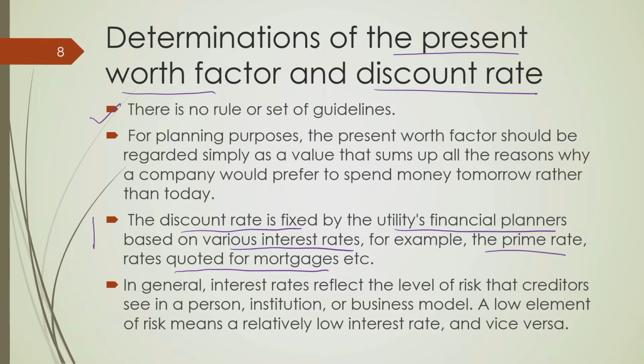So, there is a financial planner in a particular company who will decide what the discount rate should be for a particular planning. And once you get that discount rate, if it is 10% or 12% or whatever it is, based upon that you can find out the present worth factor, and based upon it you can bring down the present worth of money of any future investment which is required.